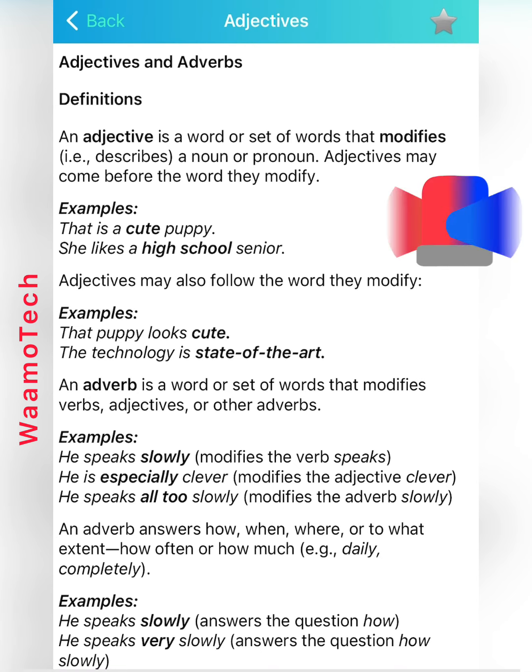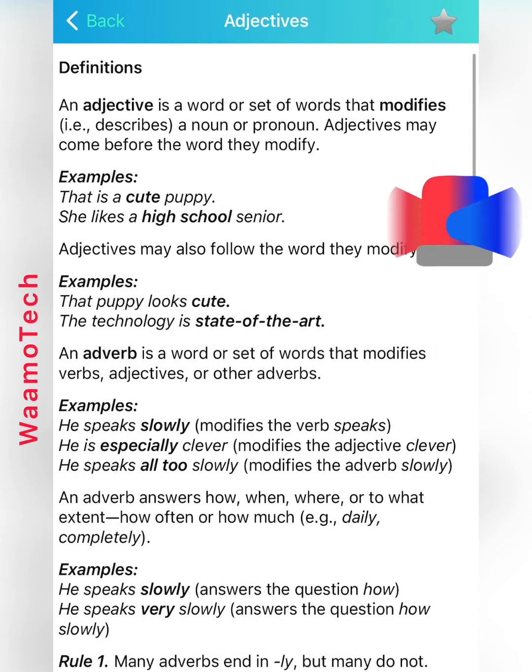In the next example, the technology is state of the art. So the adjective here is denoted as a set of words, state of the art, to explain the type of technology, the noun technology. The technology is state of the art. The ministry constructed a state of the art hospital. A state of the art hospital. So that one's just coming before the noun.